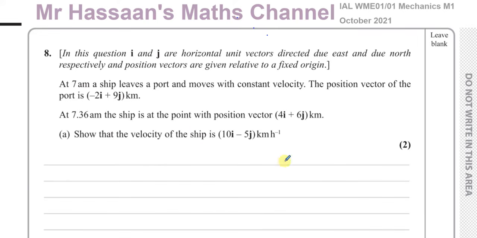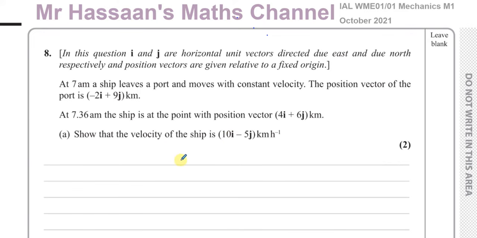At 7 a.m. a ship leaves a port and moves with constant velocity. The position vector of the port is minus 2i plus 9j kilometers. That's the position of the port with, of course, reference to the origin, so from O to that point. At 7:36, 36 minutes later, the ship is at the point with position vector 4i plus 6j. Show that the velocity of the ship is 10i minus 5j.